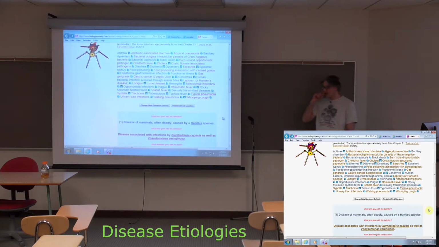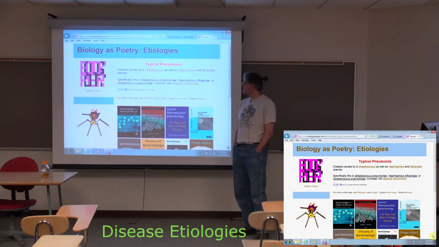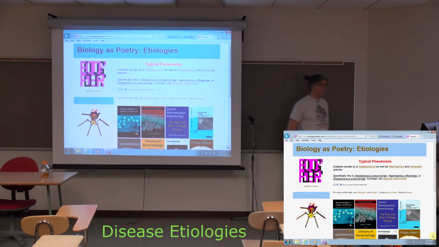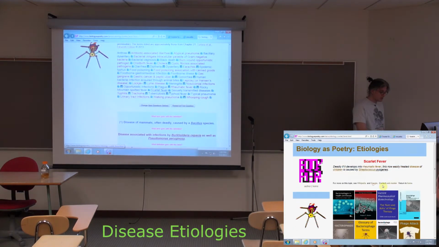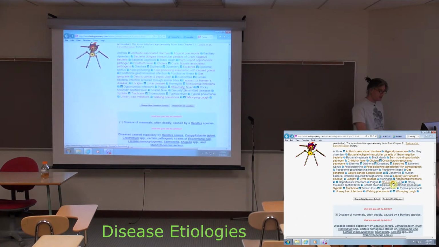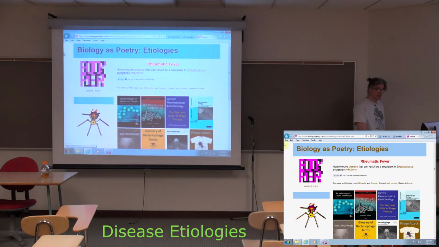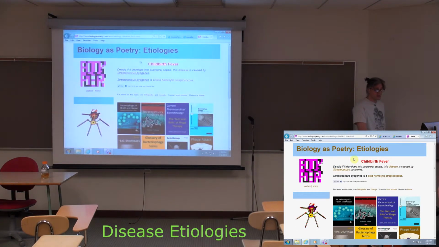Typical pneumonia, so Streptococcus. It's not just Streptococcus, but when you see that, you should be thinking typical pneumonia. Although there are other things caused by Streptococcus, but you'll note that it's Streptococcus pyogenes. So scarlet fever, Streptococcus pyogenes, rheumatic fever, Streptococcus pyogenes, also childbirth fever, Streptococcus pyogenes.